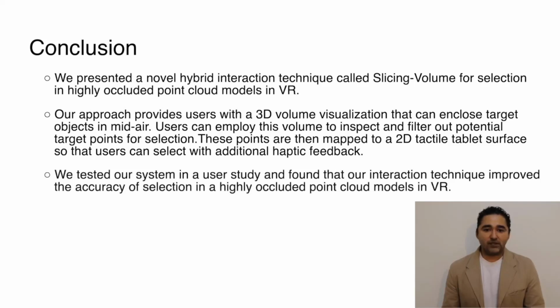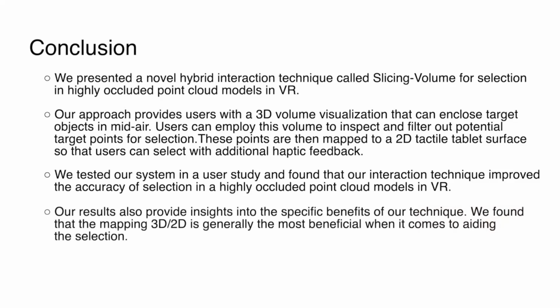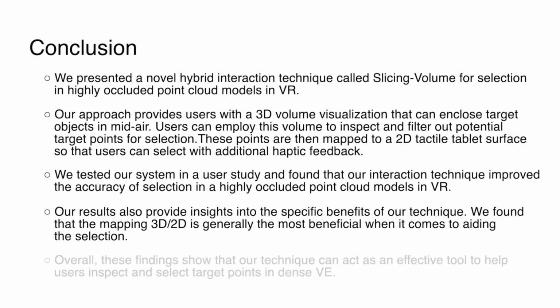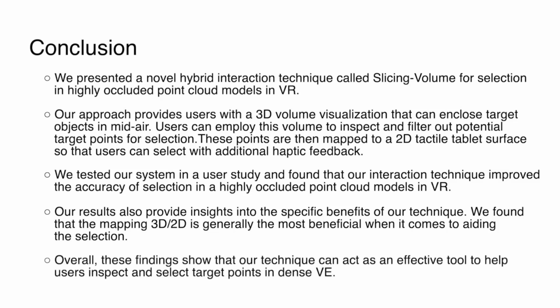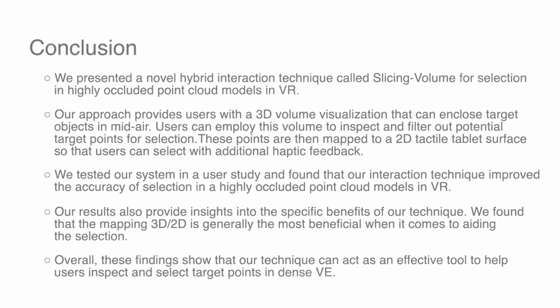We tested our system in a user study and found that our interaction technique improved the accuracy of selection in highly occluded point cloud models in VR. Our results also provide insights into specific benefits of our technique. We found that the mapping 3D to 2D is generally the most beneficial when it comes to aiding the selection. Overall, these findings show that our technique can act as an effective tool to help users inspect and select target points in dense virtual environments.